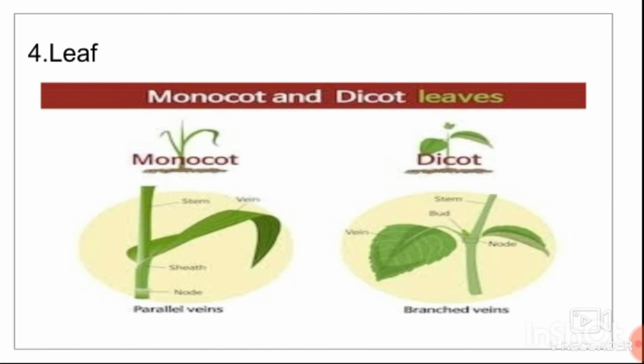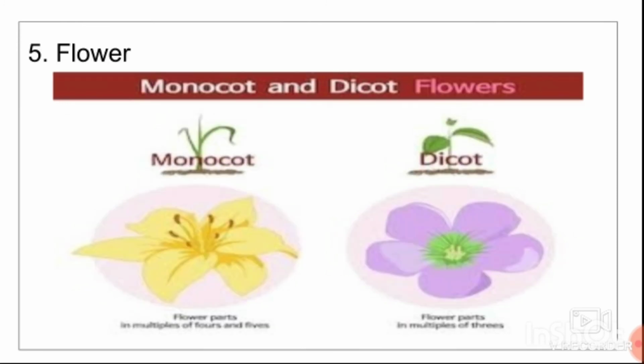In monocot leaves we can see parallel veins, and in dicot there are branched veins in the mature leaves. Flower. The monocot flower parts are in multiples of 3s, but in dicot flower parts are in multiples of 4s and 5s.